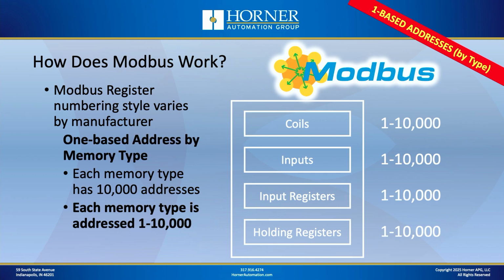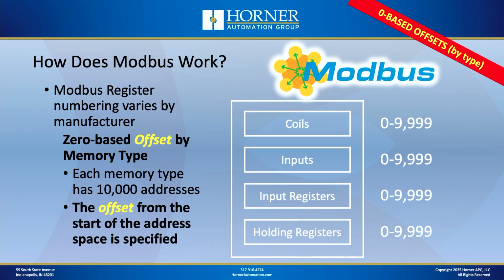Unfortunately, not all manufacturers follow that traditional 5-digit scheme. Some manufacturers will number each of the four different memory types the same, 1 to 10,000. So they've got a 1 base start and 10,000 total memory locations within each type. Others will list what's called an offset. In other words, they'll start using 0-based addressing for the same amount of addresses per memory type.